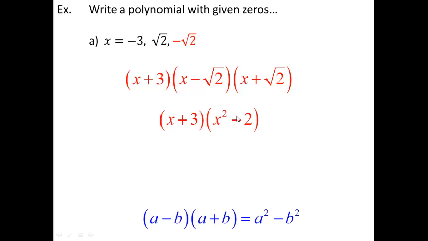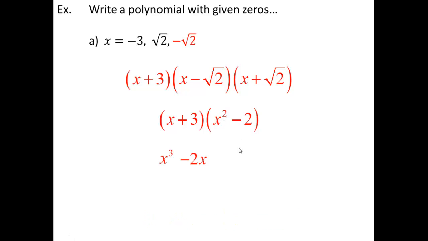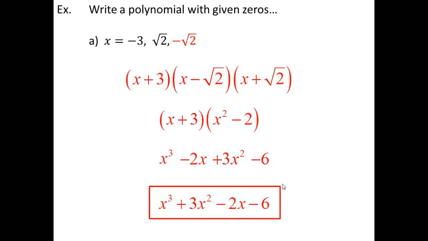Now we can continue to FOIL. X times x squared is x cubed. X times negative 2 is negative 2x. 3 times x squared, 3 times negative 2. Reorder the terms so that they're in descending order, and we have our answer. Now, something I forgot to point out before, but I'm going to point out now. Notice the degree of your final answer is third degree. It's a cubic. A cubic should have 3 solutions. We started with 3 solutions. Always double check, not only if you're solving or writing a polynomial, that the number of solutions matches the degree of the polynomial.